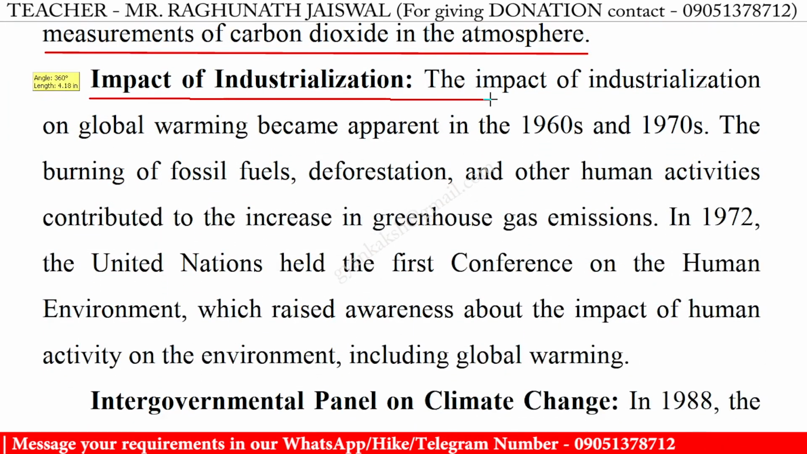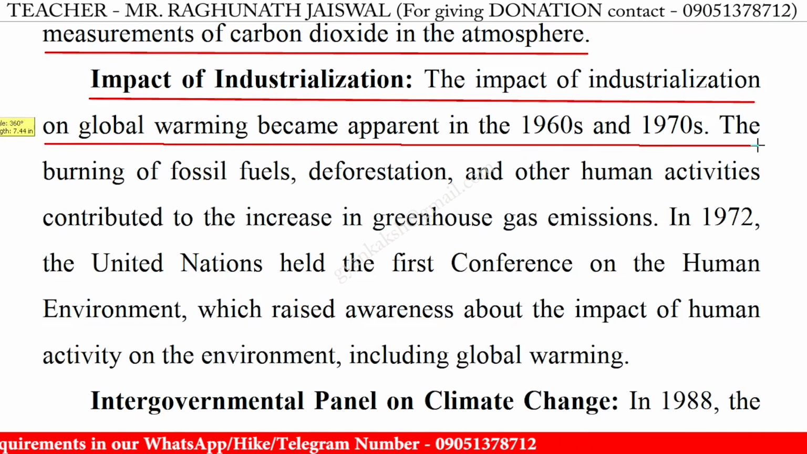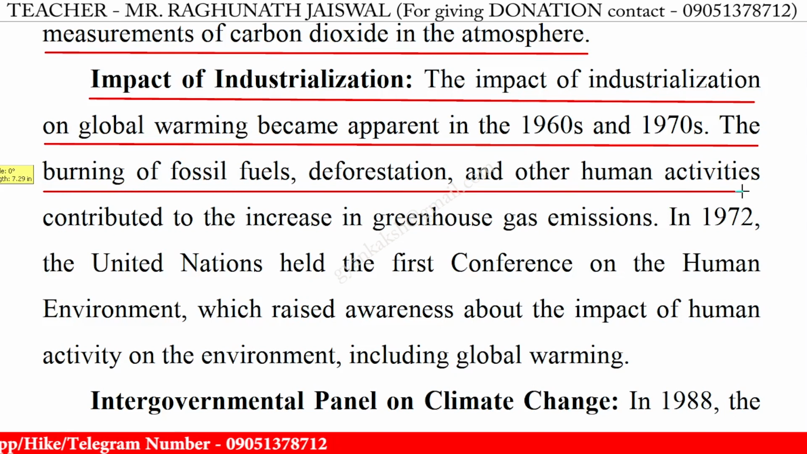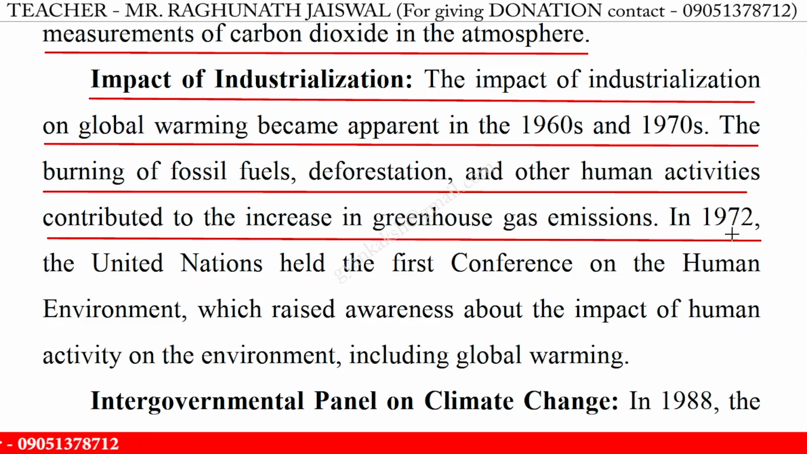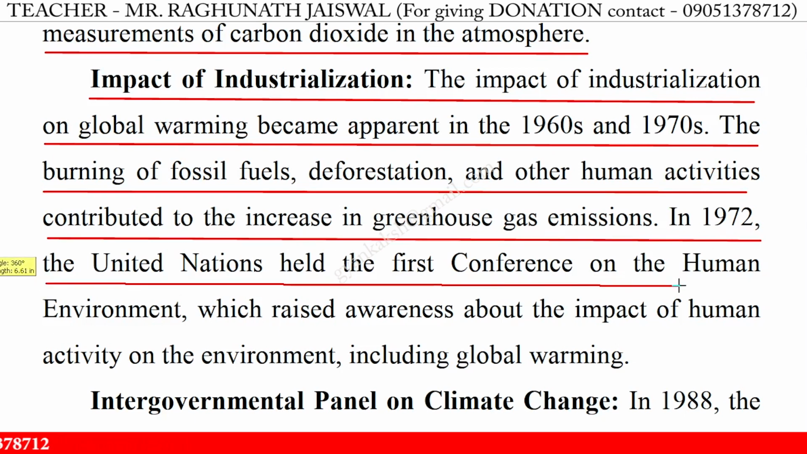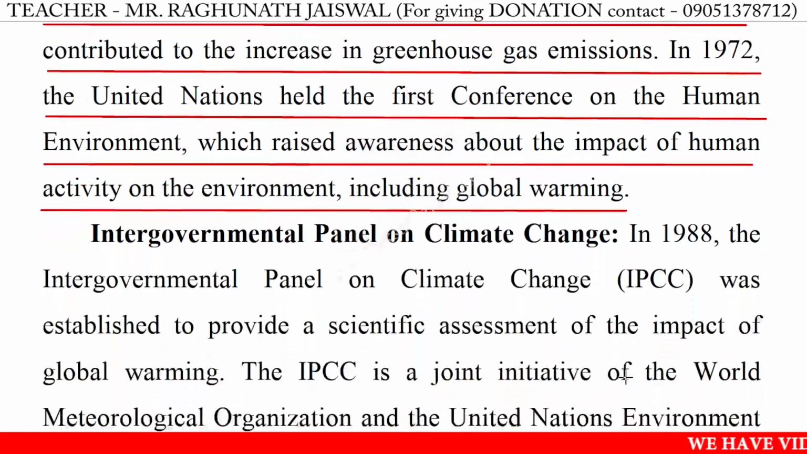Impact of industrialization. The impact of industrialization on global warming became apparent in the 1960s and 1970s. The burning of fossil fuels, deforestation, and other human activities contributed to the increase in greenhouse gas emissions. In 1972, the United Nations held the first conference on the human environment, which raised awareness about the impact of human activity on the environment, including global warming.